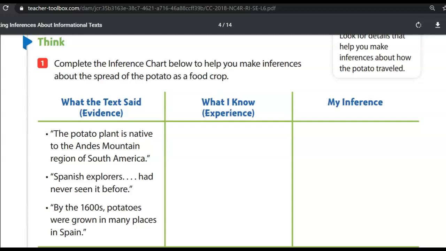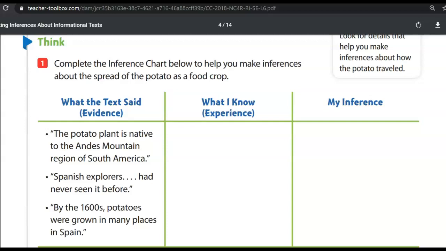Okay, so let's think about this. The potato plant is native to the Andes Mountain region of South America. I remember reading that. That was in the text. Spanish explorers had never seen it before. I remember reading that. And by the 1600s, potatoes were grown in many places in Spain.